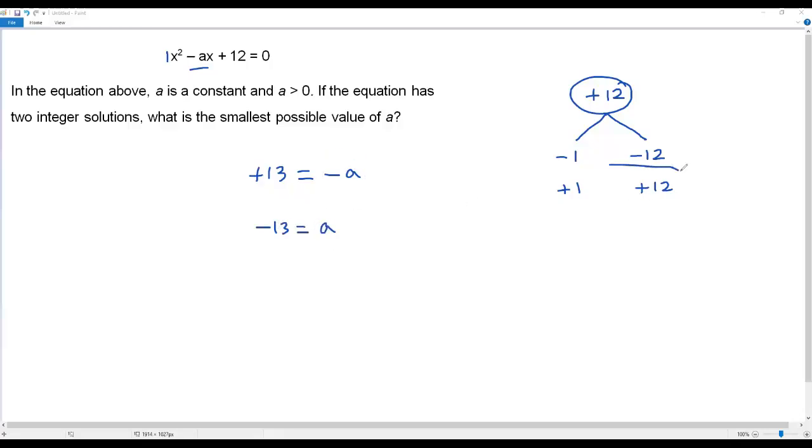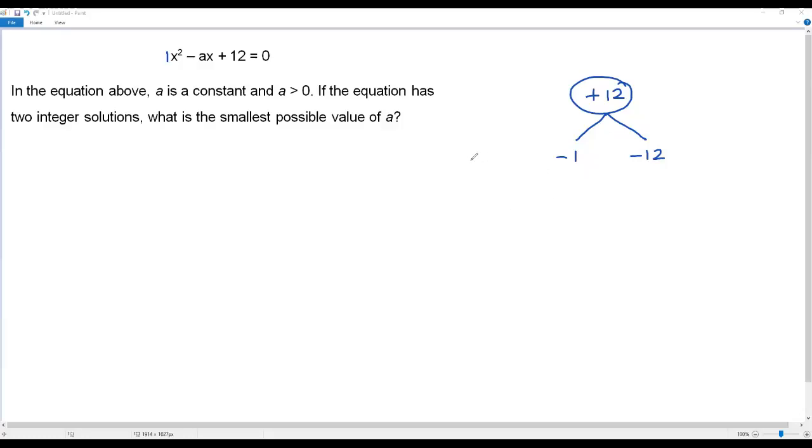So when both the factors are positive, I am getting a negative value for a over here, that is negative 13. It does not satisfy the condition given in the question: a has to be greater than 0, that is positive. So from the work we have done so far, it is very clear that we always have to get two negative factors for this positive number, so that the value of a will be positive, according to the condition that it is greater than 0.